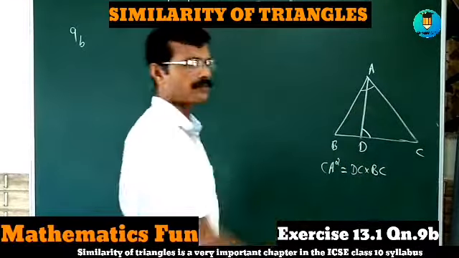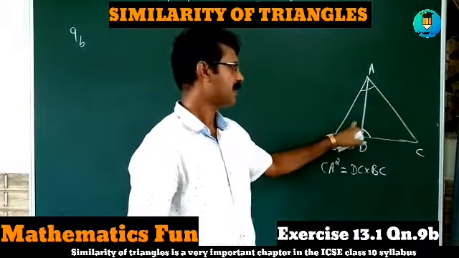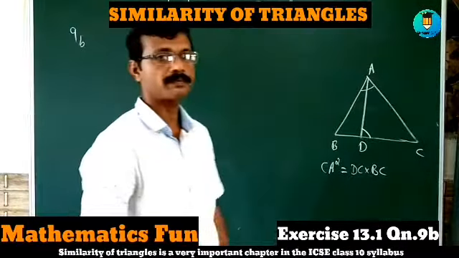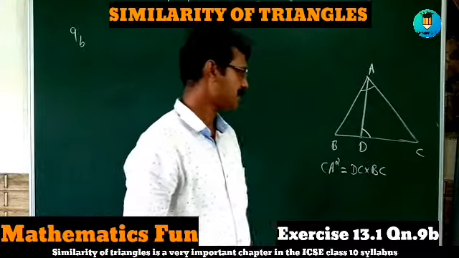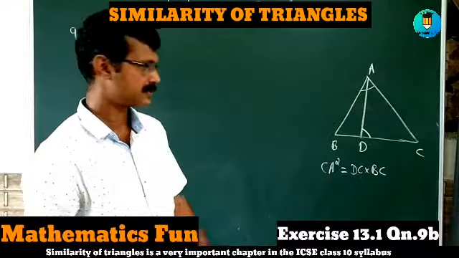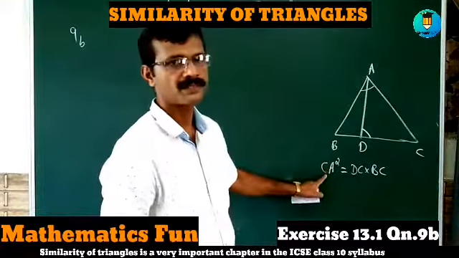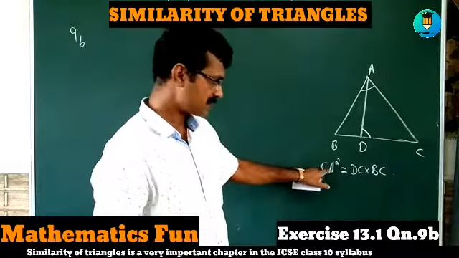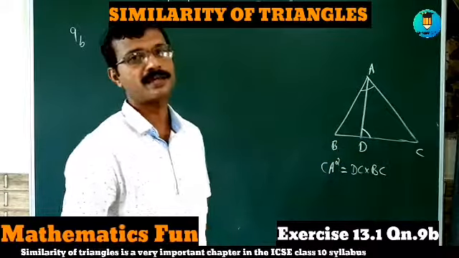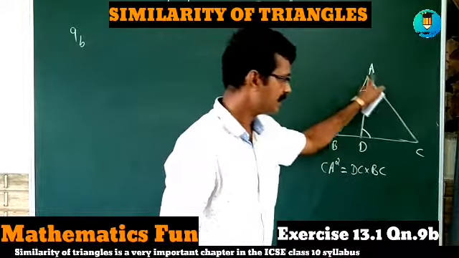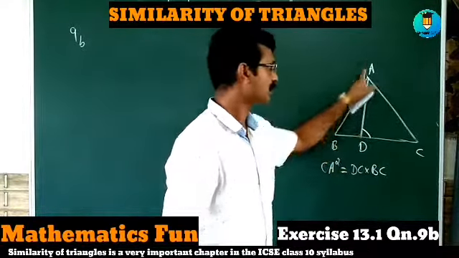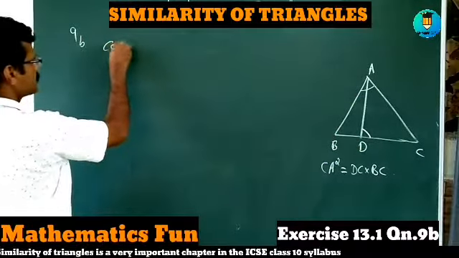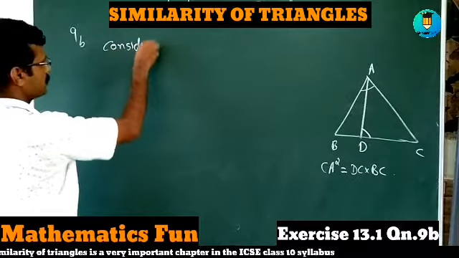If you look at it, how many triangles are there? 3 triangles are there. So you have to select the proper pair, so that only then can you prove they are similar. See here, CA square is coming from CA into CA. So with CA as a side you will be able to see 2 triangles. One triangle is ACD, another one is ACB. So first of all we will consider those 2 triangles.